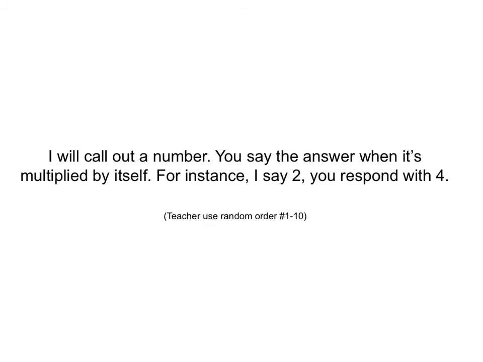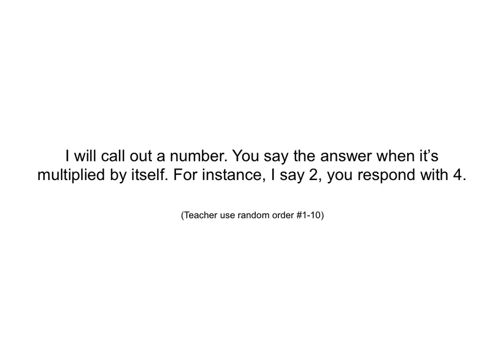But now I'm going to call out a number, and you respond with that number multiplied by itself. So for instance, if I say 2, you would respond with 4 because 2 times 2 equals 4. I'm going to give you a second or two to respond, and then I'll move on to the next one. All right, 4. 4 times 4 equals 16.